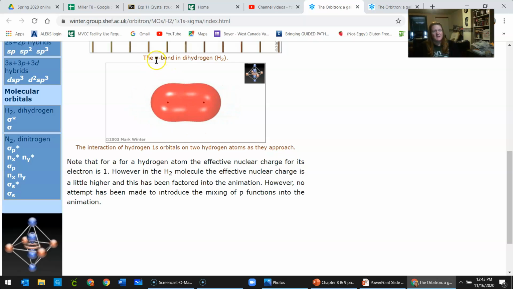And you can see that this is called a sigma bond. Whenever we have a single bond, we have 1 sigma bond. Sigma, as we're going to learn, has something to do with the shape of this molecular orbital. Okay? It's directly located between these 2 nuclei. That's what a sigma bond does.